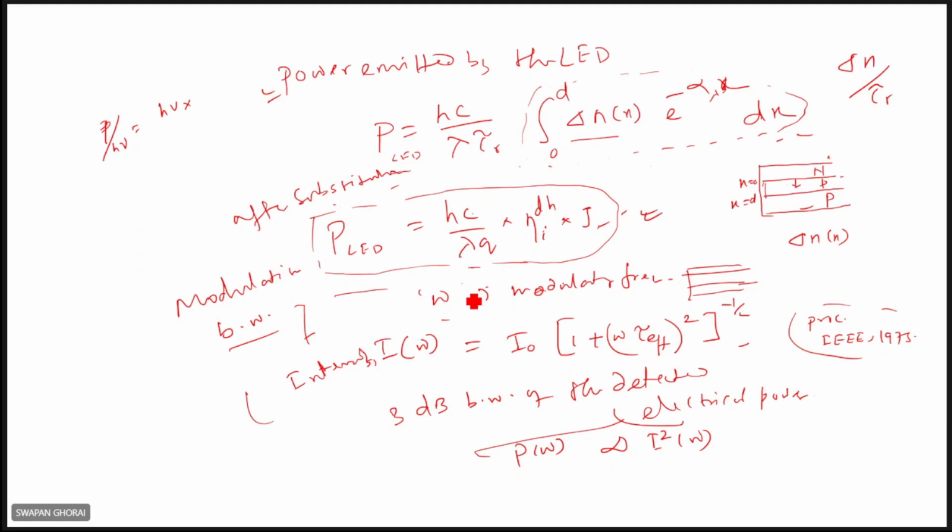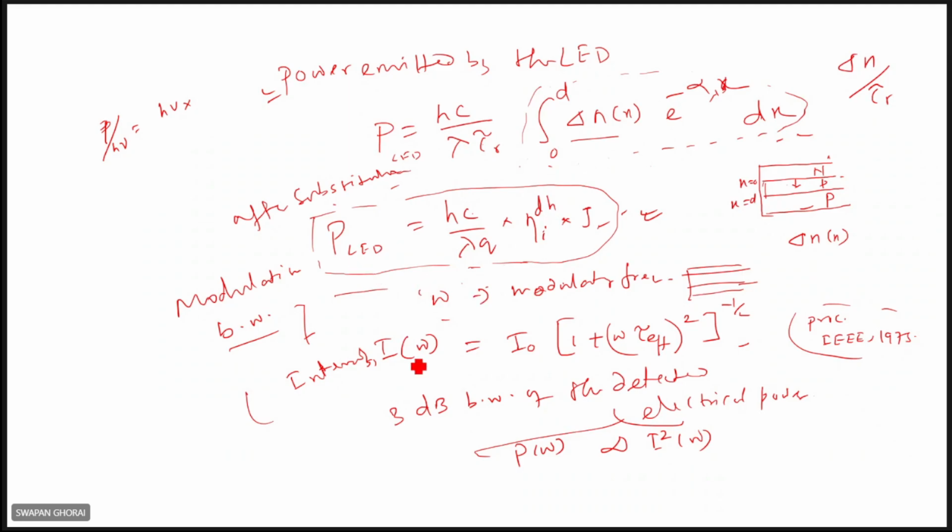Regarding the modulation rate, you see the diffusion capacitance. Yes, diffusion capacitance will be there, and that will actually limit the modulation rate. What is diffusion capacitance? When you apply the current, some stored charges will be there in the active region. So there will be some capacitive effect that will limit the frequency response, I mean the modulation rate.